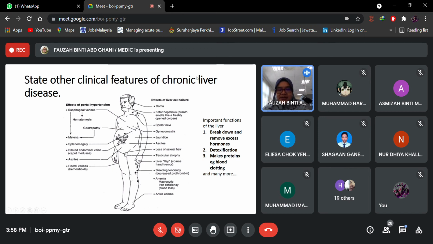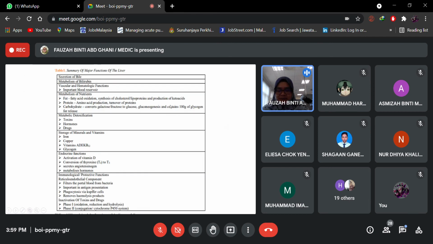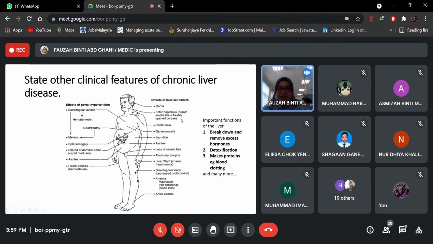Because we have hopefully all understood the normal liver function in good terms, we should be able to relate all these clinical features to the dysfunctioning liver. I mentioned just now the coma because of the encephalopathy, because of the accumulation of the toxic metabolites, right? And then this fetor hepaticus.